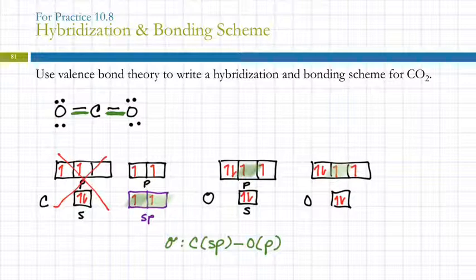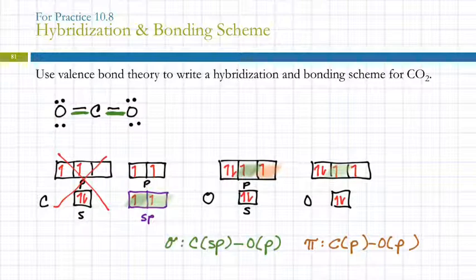So we're going to have a pi bond between carbon and oxygen. What orbital is carbon going to use? P. And what's oxygen going to use? P. Those pi bonds are always with P.